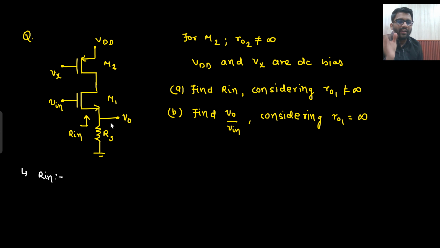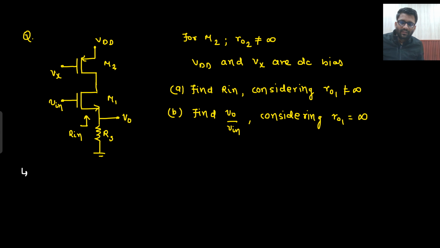For Rin, what did I tell you? All kinds of biasing will be gone. Whether it is small signal or large signal, everything will be gone. So VDD will be shorted, Vx will be shorted. Let's do it on the next page. So there VDD will be shorted, Vx will also be shorted. So this was the circuit. This is also gone. This is also gone. This is gone.